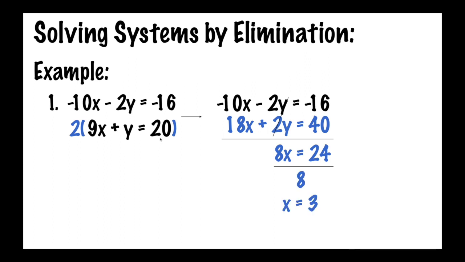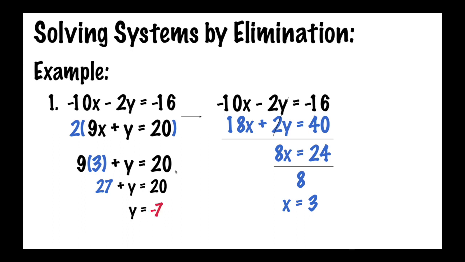From here, we take that x value and we plug it back in. Again, to either equation, a lot of times I'll look at which one looks like it'd be the easiest to work with, and I'll plug it into that. Here I chose to plug that into the bottom equation, giving me 9 times 3 plus y is equal to 20. From here, 9 times 3 is 27, so I have 27 plus y equals 20. If I subtract the 27 over, I'm going to get y is equal to negative 7. So here my answer is going to be (3, -7). Once again, I'm going to want to test that value for both equations.